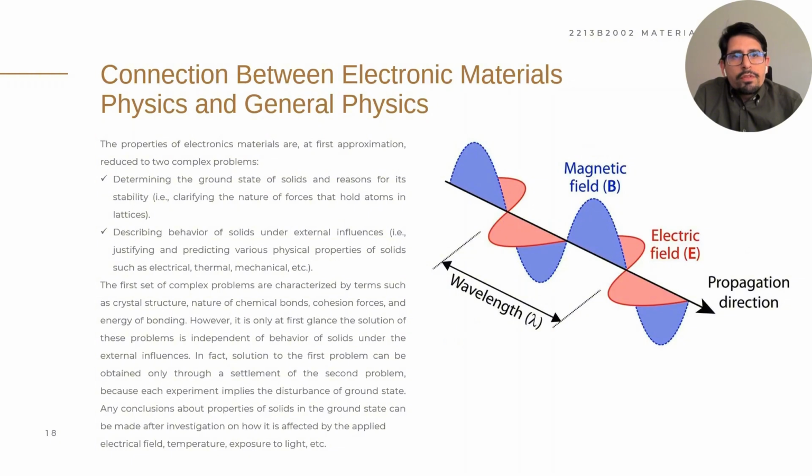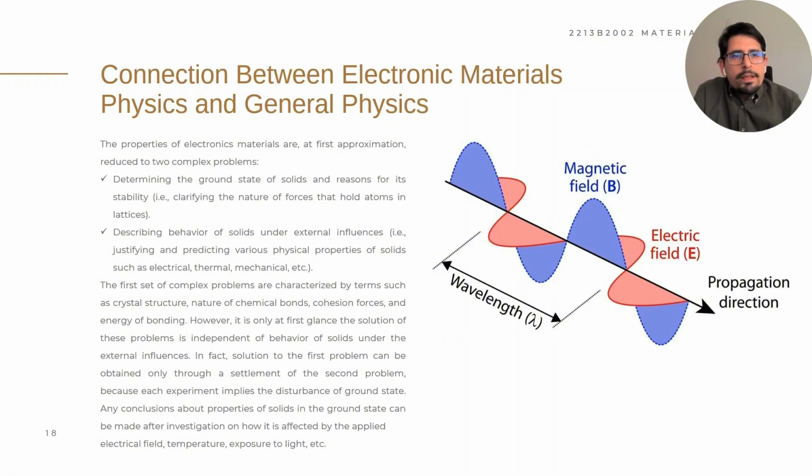The second problem concerns the response of solids to external influences, including electrical fields, temperature changes, and light exposure. These factors determine the electrical, thermal, and mechanical properties of materials. Since studying the ground state requires examining how materials behave under external disturbances, the two problems are interconnected.